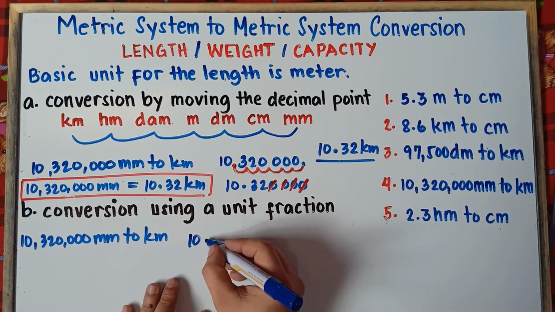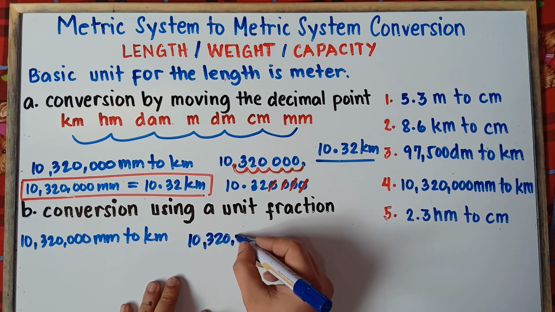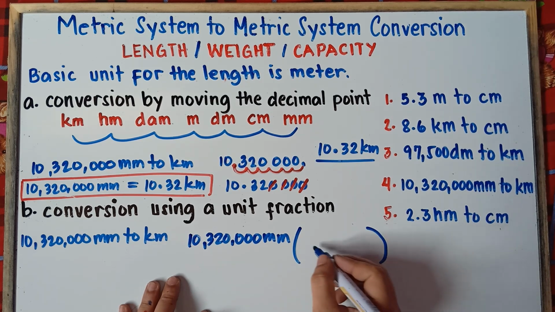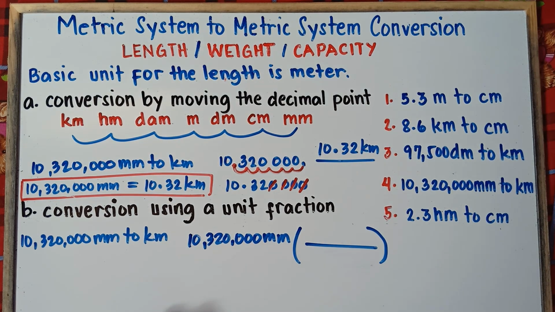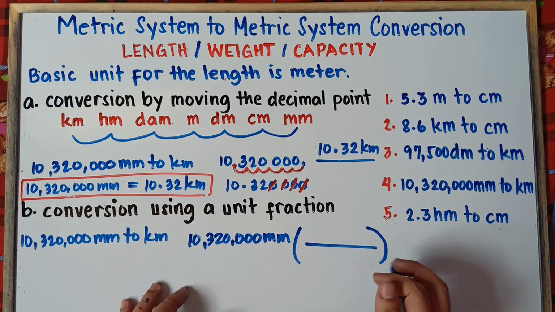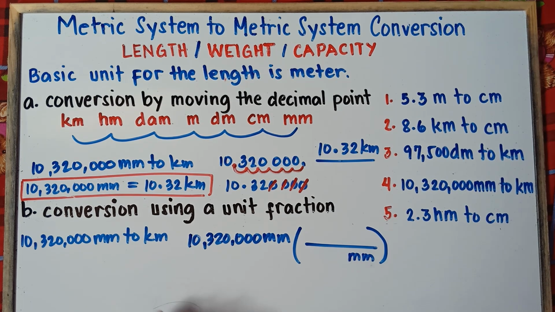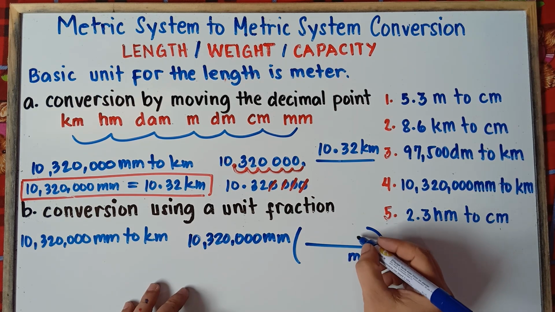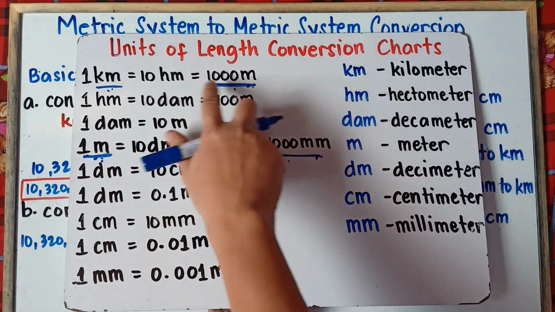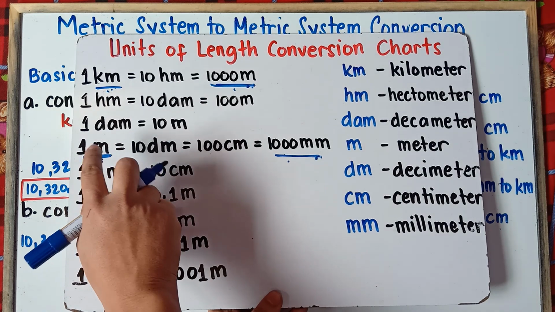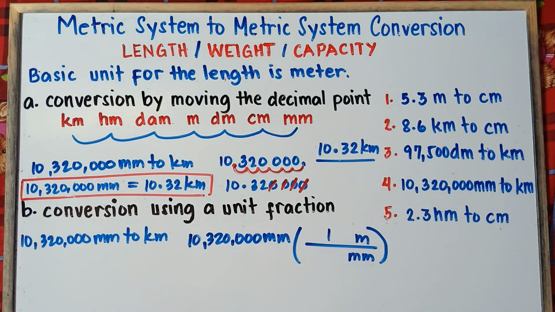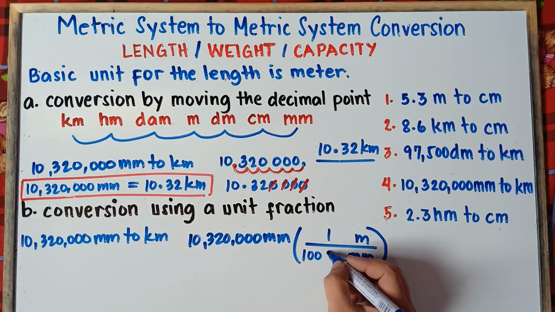Alright, so 10,320,000 millimeters, and then we convert millimeters to meters and then meters to kilometers. If this is mm for the units of our given, the denominator units must be millimeter. And then the units on the numerator must be meters. Once again, class, we convert millimeter to meter first and then meters to kilometers. So millimeter to meters, 1 meter is equivalent to 1,000 millimeters.